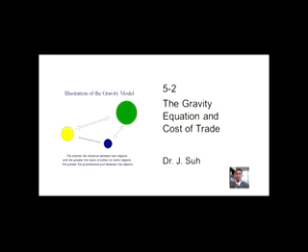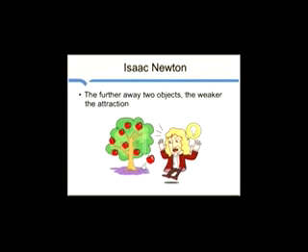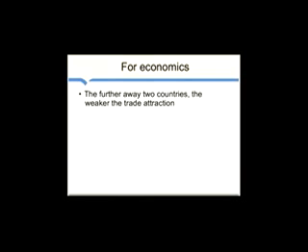Now let's consider something called the gravity equation, and this is aimed toward trying to understand why the costs of trade are often so high. We have something called the gravity equation in physics, and this is stipulating, among other things, that the further away two objects are from each other, the weaker the attraction. For economics, our gravity equation is going to say the further away are two countries, the weaker the trade attraction.